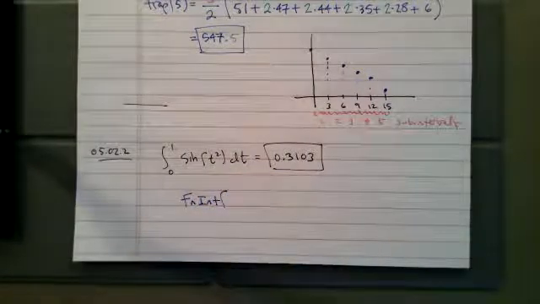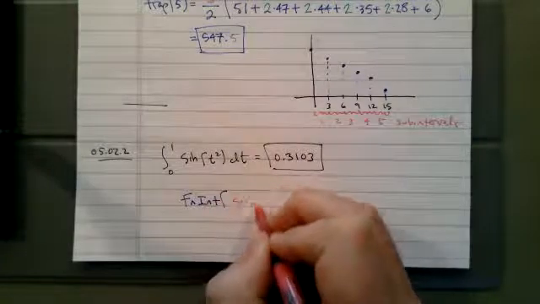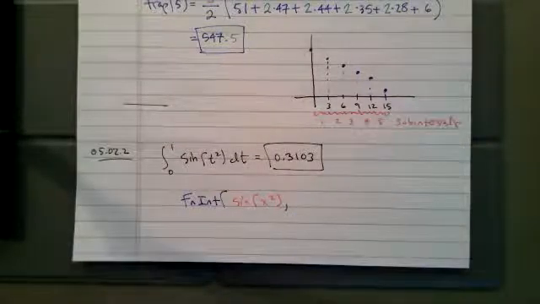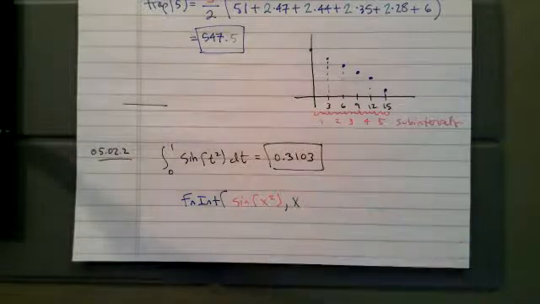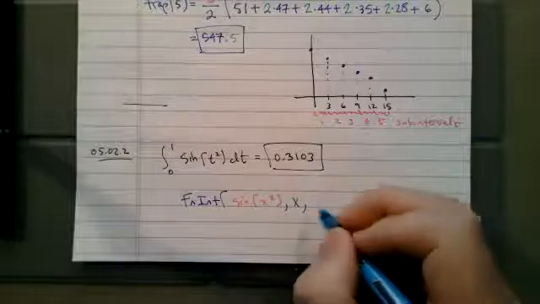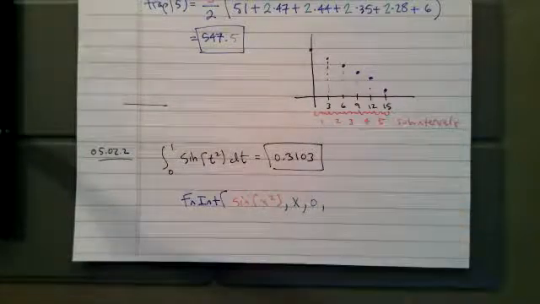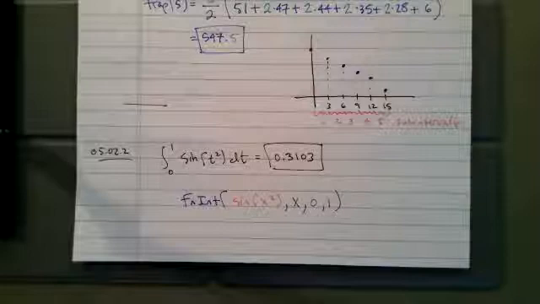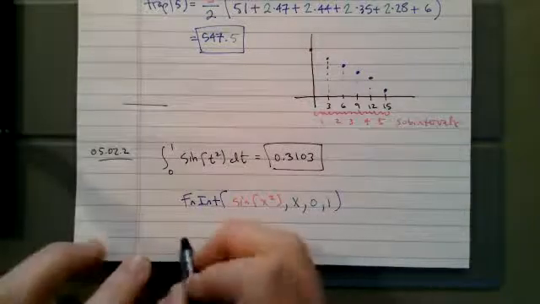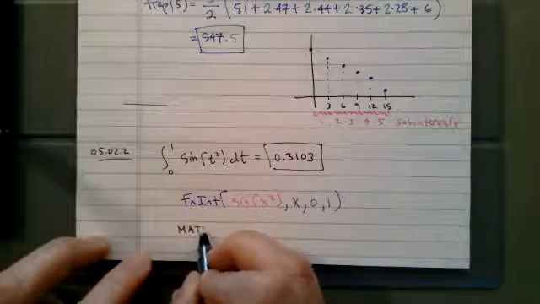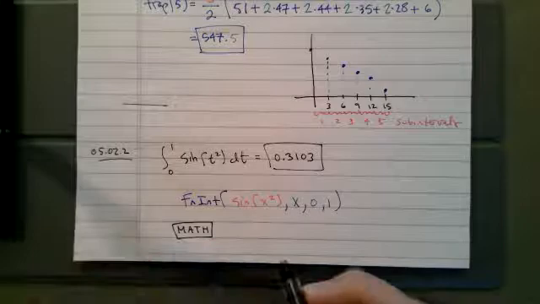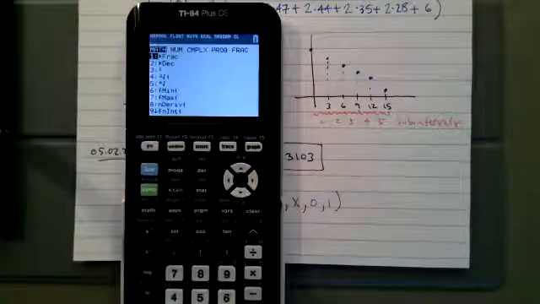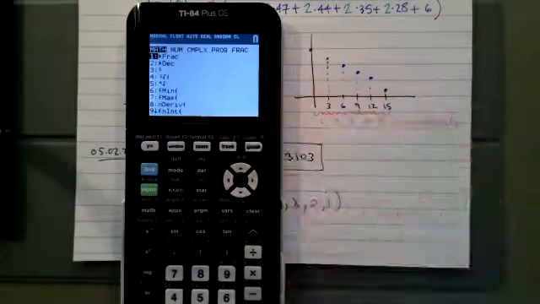it opens parentheses. The first thing we put in there is the function sine of x squared, close parentheses, comma, with respect to x, that's us saying the dx part of the integral, from 0 to 1. And then we just have to remember that fnInt is in the math button. When we hit the math button, it's in that first column of commands, number 9. So if we just press 9, we'll bring up the fnInt.